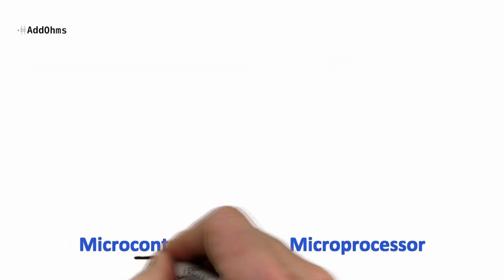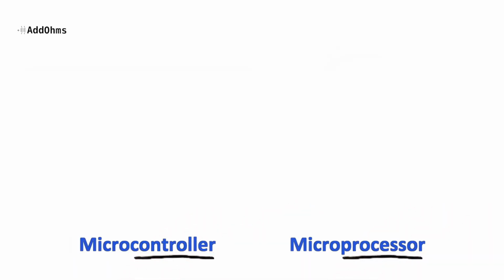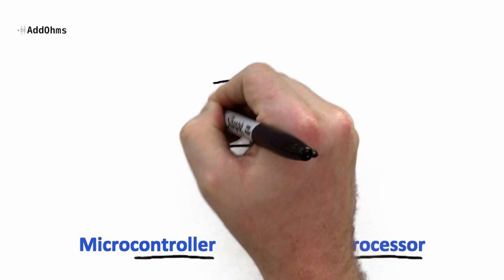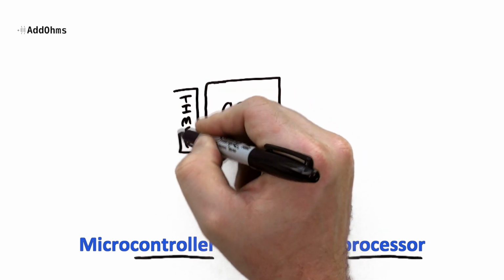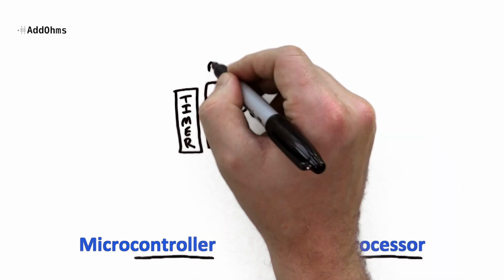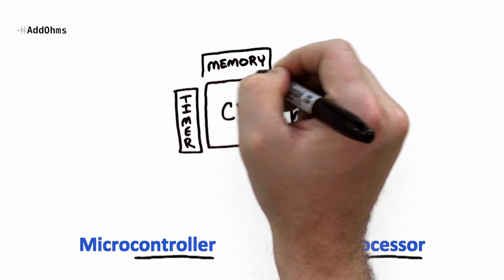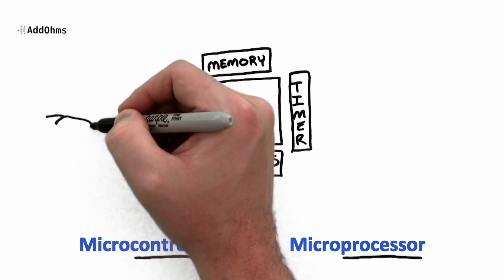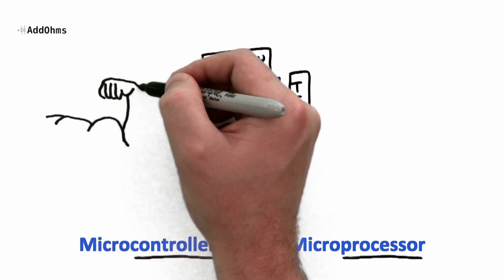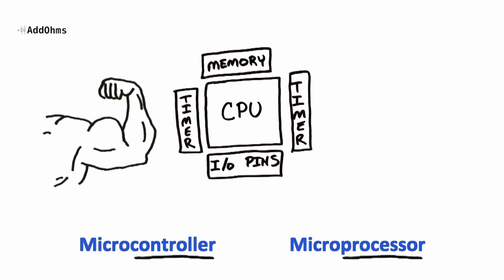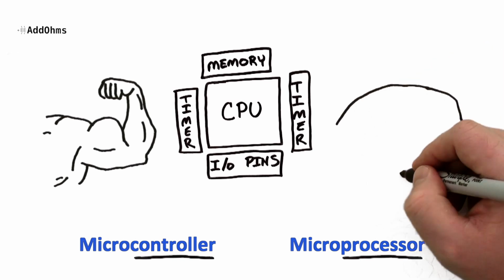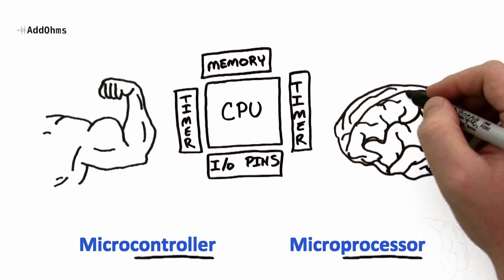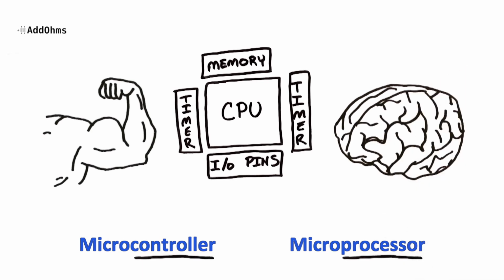So I said the Arduino is a microcontroller and the Pi is a microprocessor. So then what's the difference between those two? They both have a CPU, which is what executes the instructions, timers, and memory, as well as I/O pins. But those I/O pins are where the key difference lies. Microcontrollers tend to have a strong I/O capability so that they can drive external hardware directly, while microprocessors tend to have weak I/O, which needs transistors to drive most hardware. Microprocessors are good at processing, so they're a little bit brainier than a microcontroller.